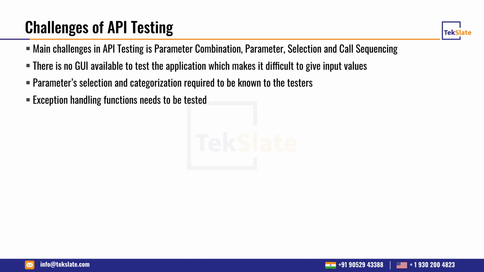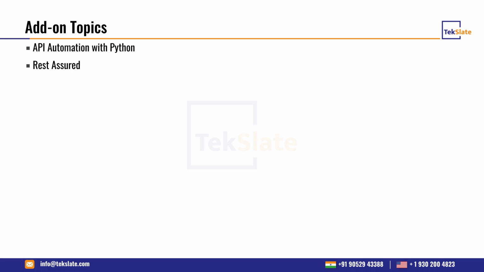But we will be able to know by reading the documentation that is prepared. Also the categorization is required to be known. Whatever parameters and categories there are need to be shared with the testers prior to delivering the APIs for testing. In case of exception handling, that also needs to be tested, so the tester should be aware of these kinds of scenarios in advance. So along with this API testing add-on topic, what we will be covering.